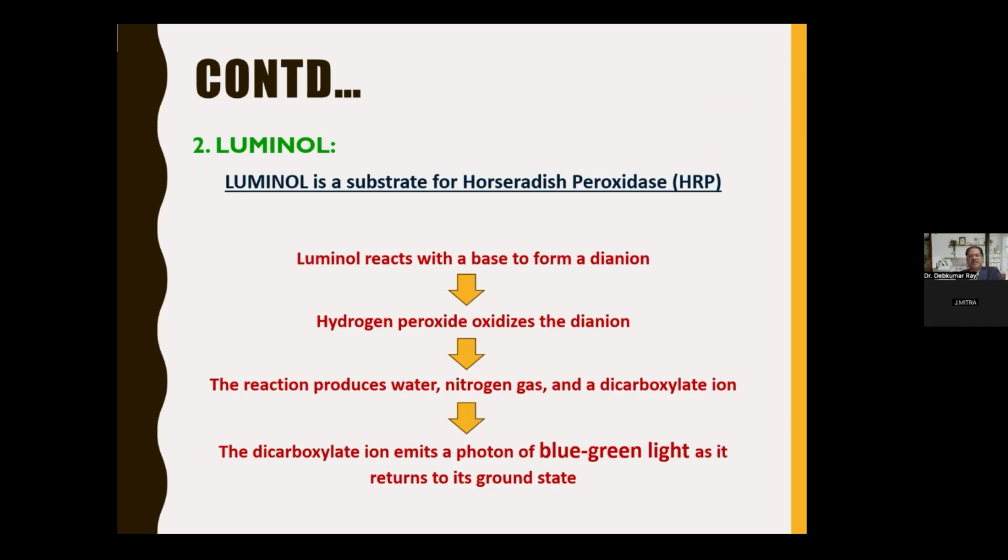Luminol reacts with the base to form the dianion. The hydrogen peroxide oxidizes the dianion. The reaction produces water, nitrogen gas, and dicarboxylate ion. And this ion emits a photon of blue-green light as it returns to its ground state.